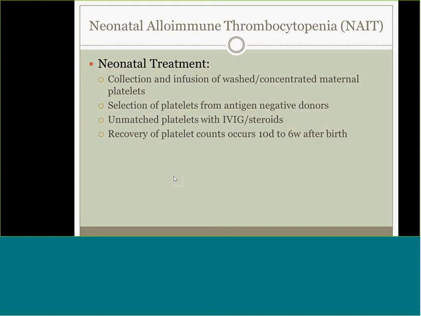The thing about that product, those platelets from mom, is that they will be untested, but families tend to be a little bit more open to saying, yes, go ahead and give an untested product. We'll sign our life away, because that baby has just been living on, and has shared it all with mom up until that point. So you think about that as being less of a risk. Again, when delivery is going to be, we can have antigen-negative tested platelets available. You can also give unmatched platelets with IVIG and steroids, and usually the infant will recover its platelet count in 10 days to 6 weeks after birth.